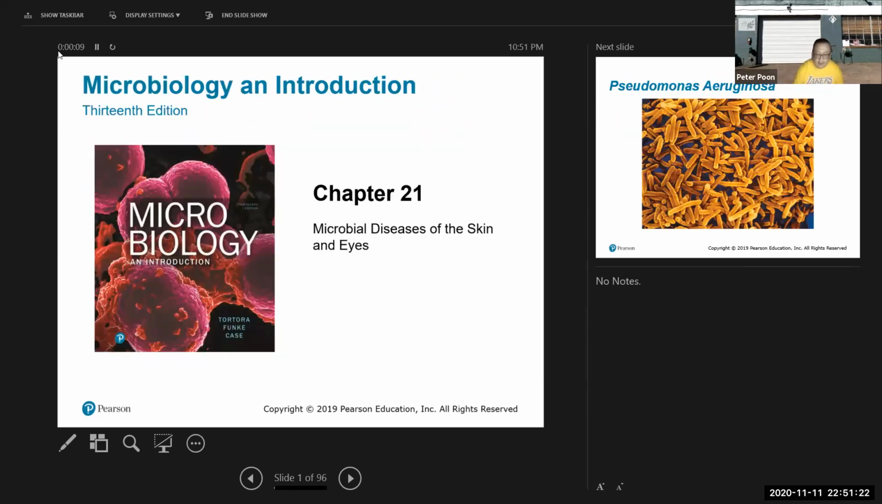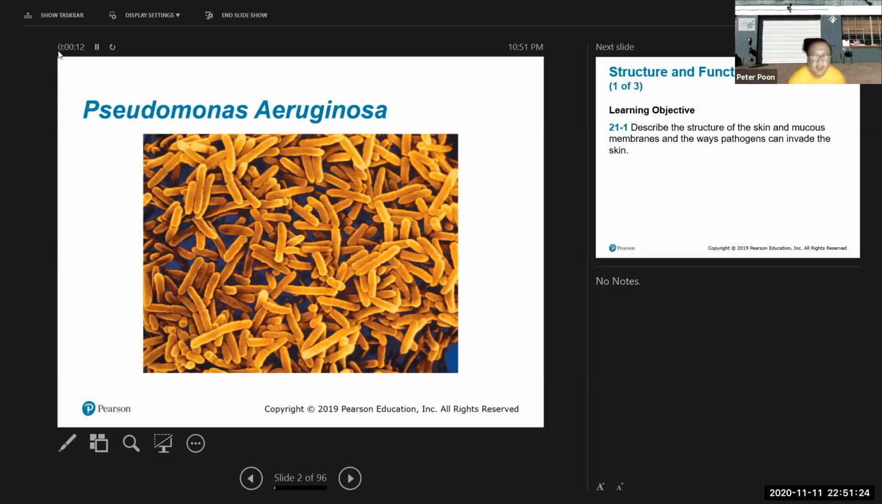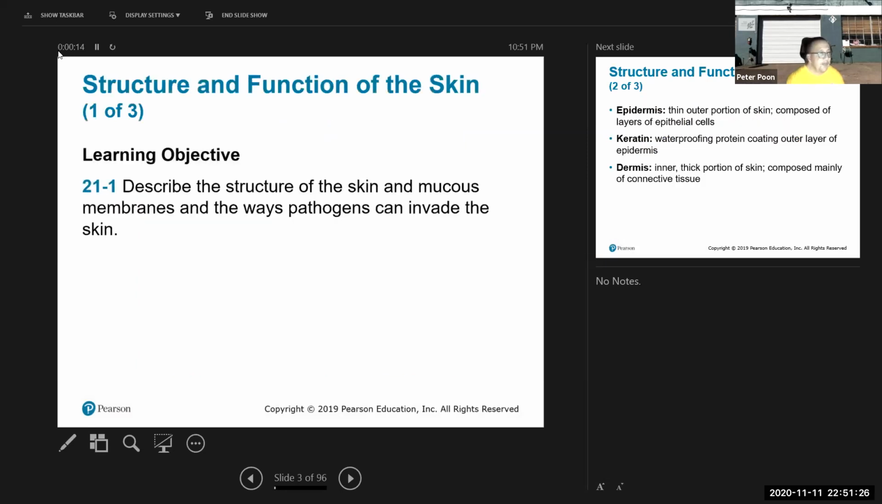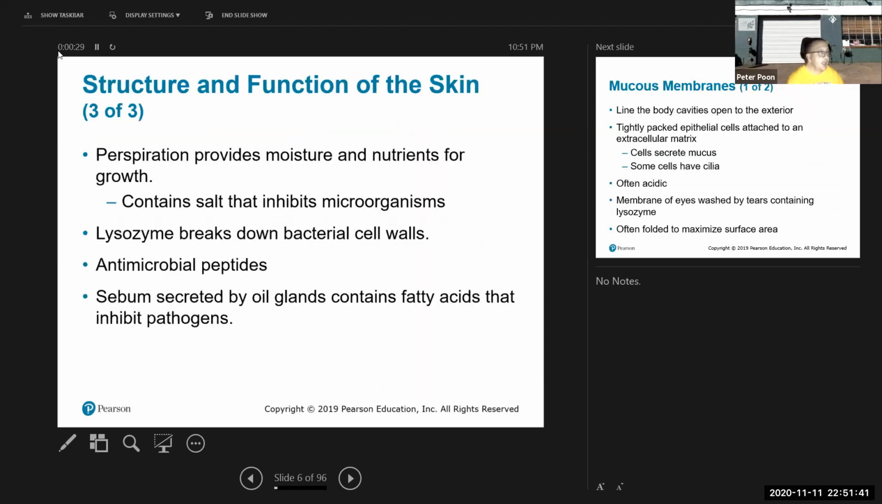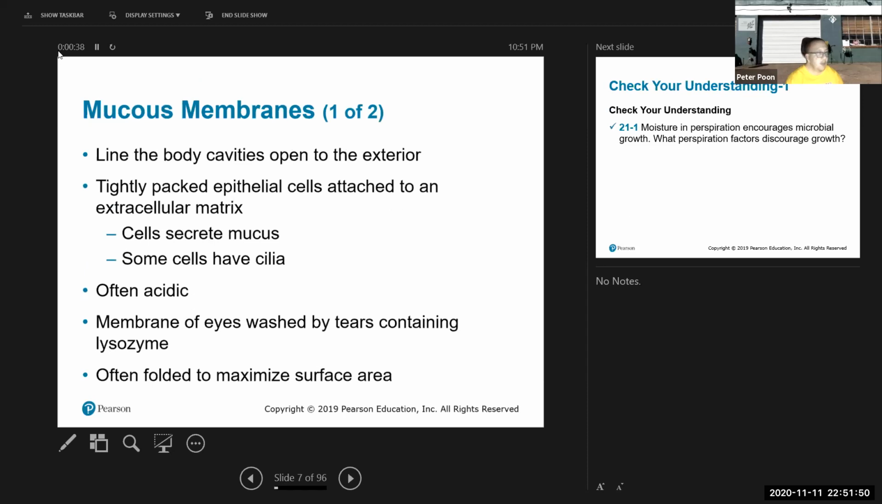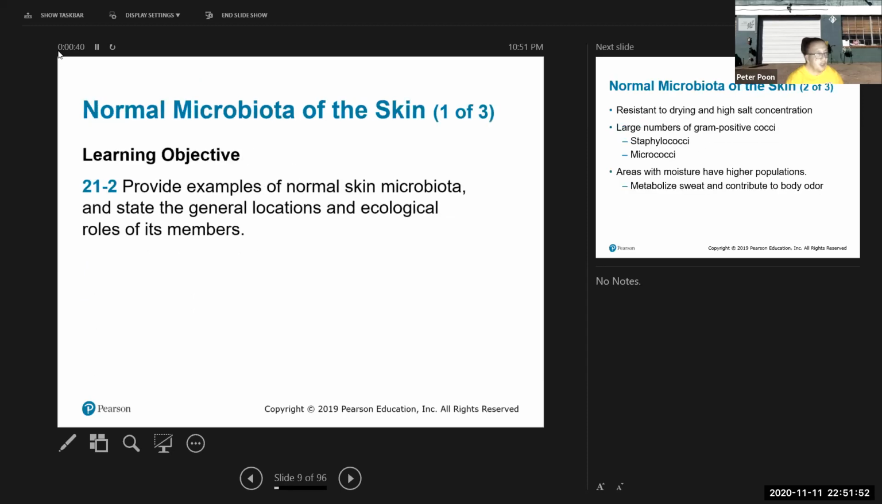Okay, so start from the beginning. This is Pseudomonas. The structure of the skin and mucous membranes: this stuff you should be able to remember from anatomy, right? Epidermis, keratin, dermis. These are all definitions you should know. How we prevent pathogens from accumulating in our skin is right there. The mucous membranes you should know.